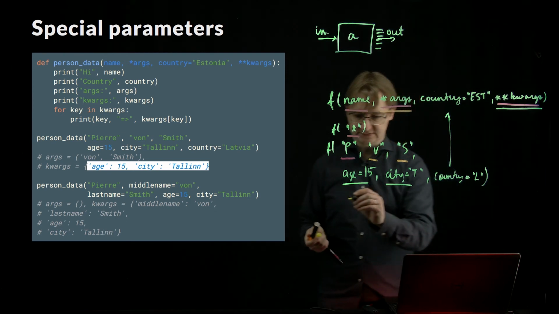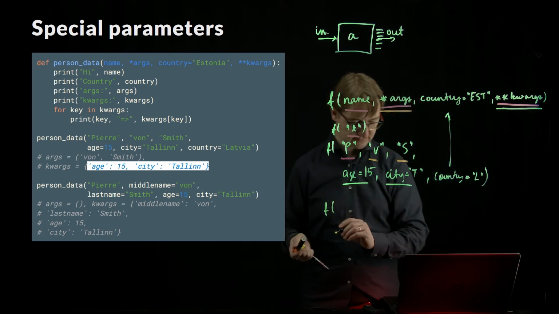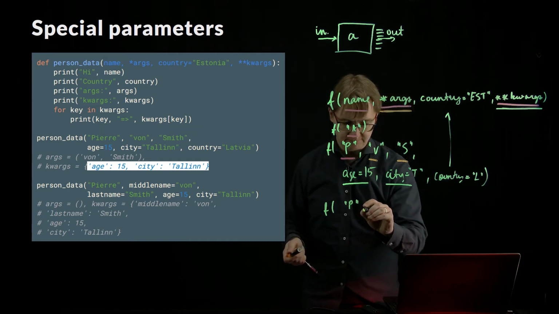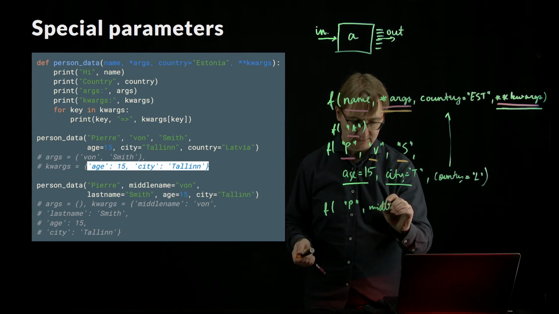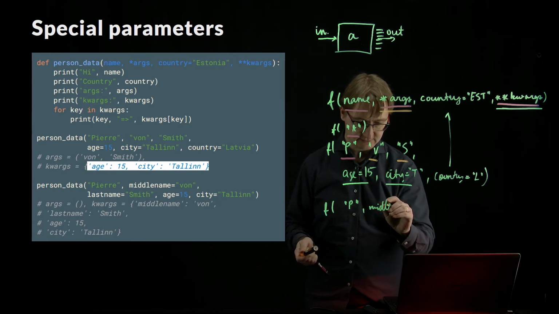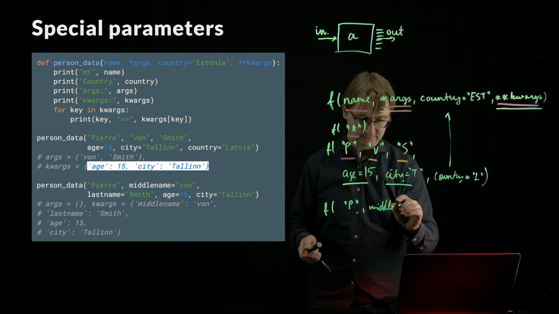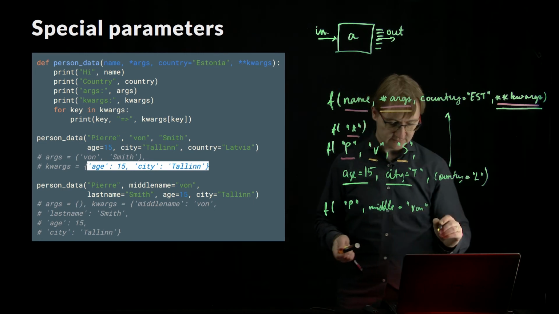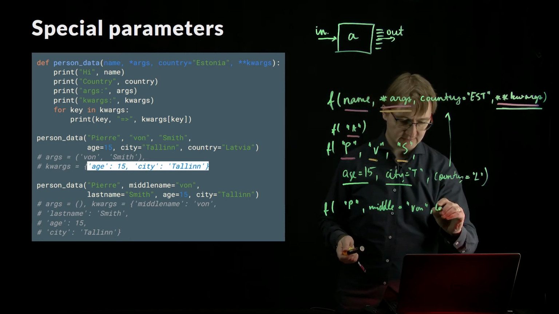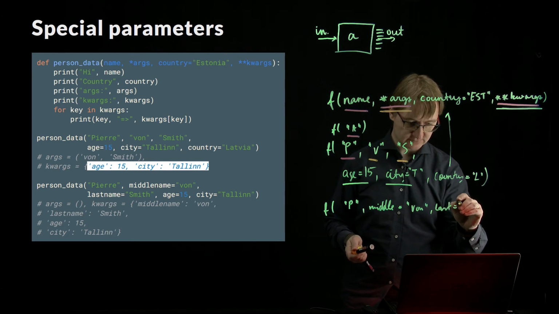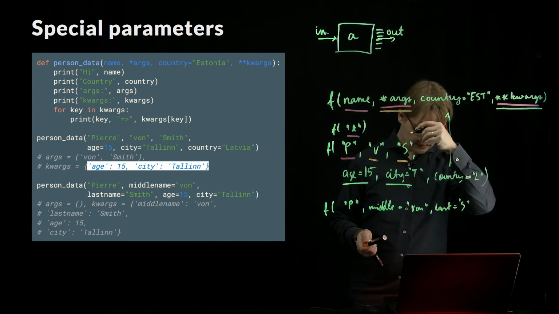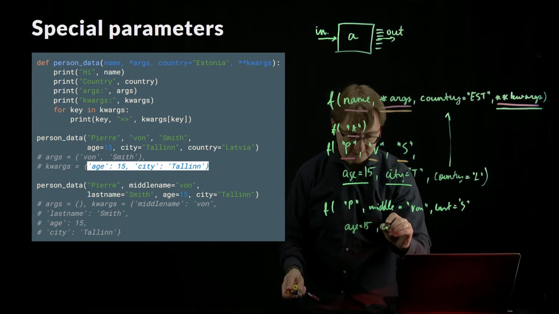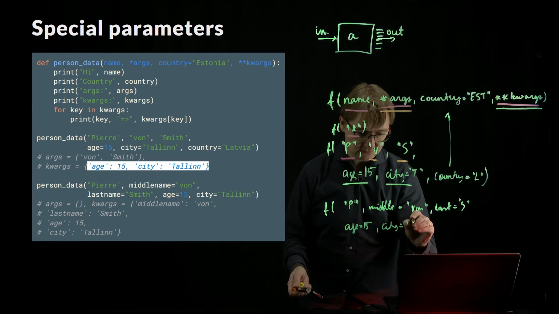And then we have this another function call which has just Pia. Then we have middle name, middle. I will just make it shorter, middle one. Then we have last name, last. I will just make it shorter, Smith. And age, 15, and city. City is Tallinn.